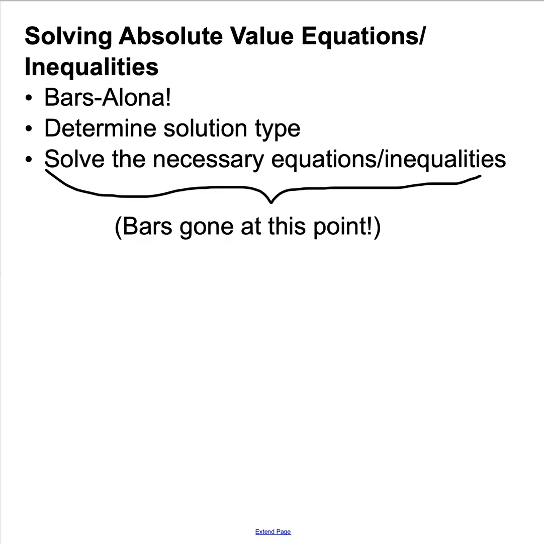2, you're going to determine the solution type. So we talked about for an equation, are we going to have 2 solutions, 1 solution, or no solutions? With an inequality, are we going to have an and inequality, an or inequality? Are we going to have no solutions or infinite solutions, all real numbers, essentially? Okay. And then the last one is solve whatever equations or inequalities are necessary to be able to finish up solving the equation or inequality. And so at that point, and you see I made a note here, once you get to that third step, your bars are gone. You've taken the bars off and you're just solving for x. You're getting x alone. Okay?